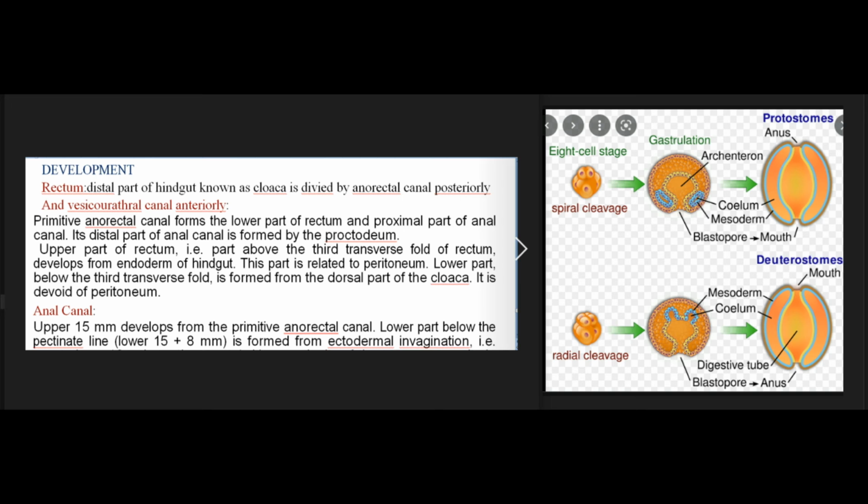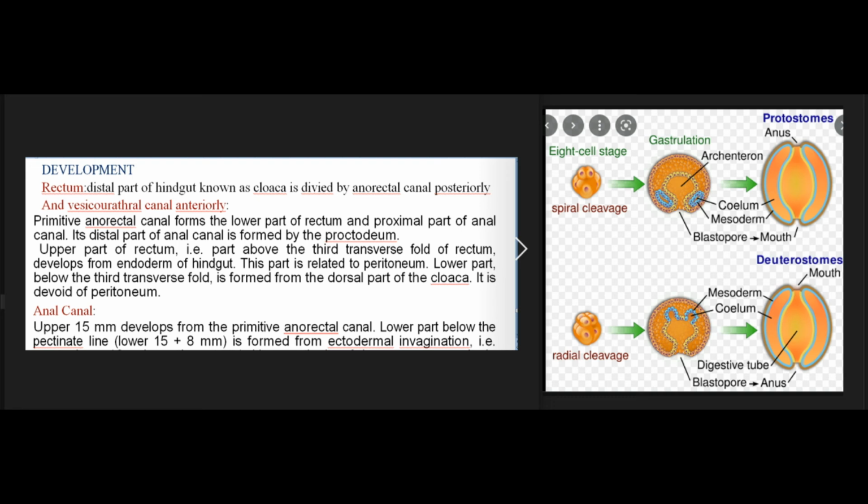Upper part of rectum, i.e. the part above the third transverse fold of the rectum, develops from the endoderm of the hindgut. This part is related to peritoneum. The lower part, below the third transverse fold, is formed from the dorsal part of the cloaca. It is devoid of peritoneum.